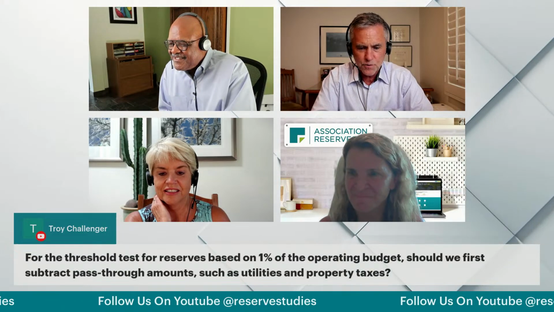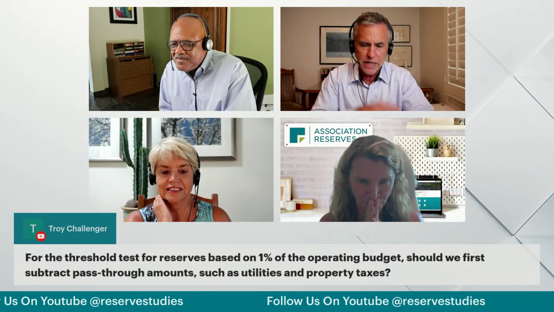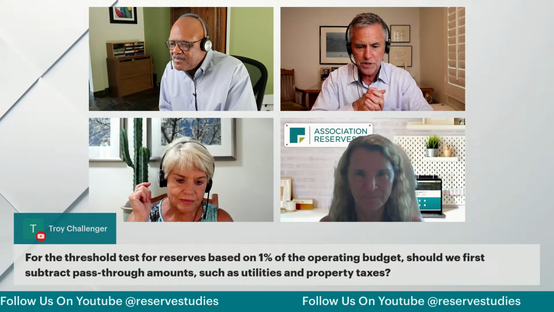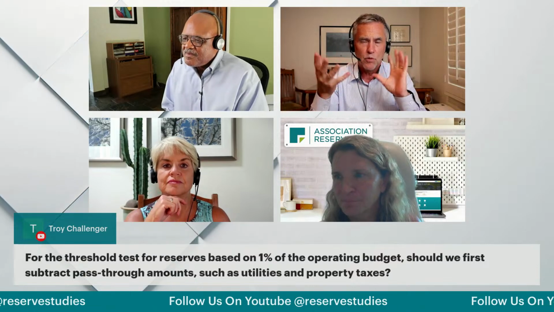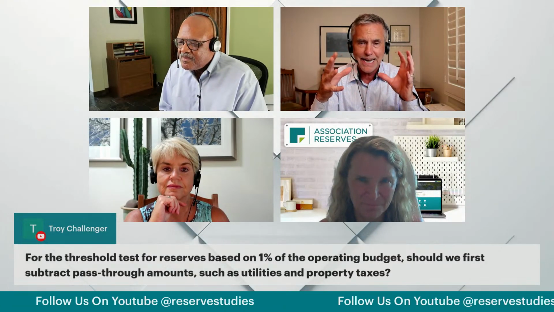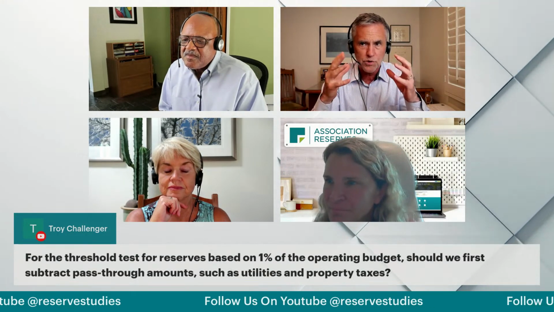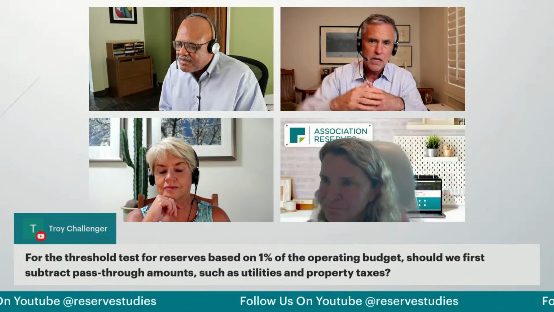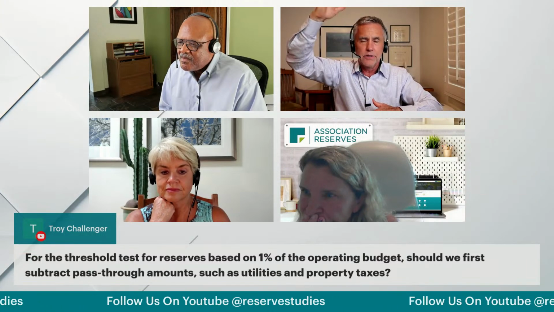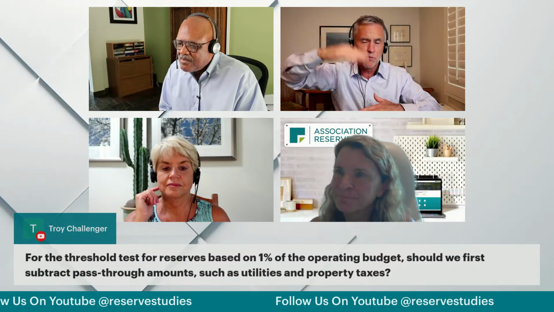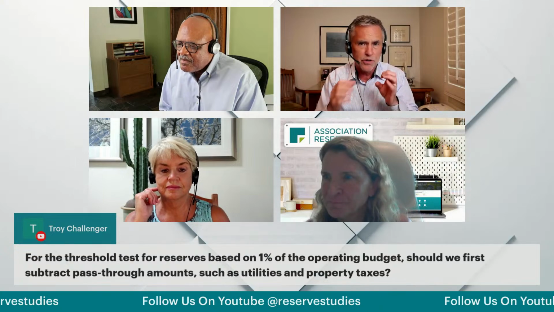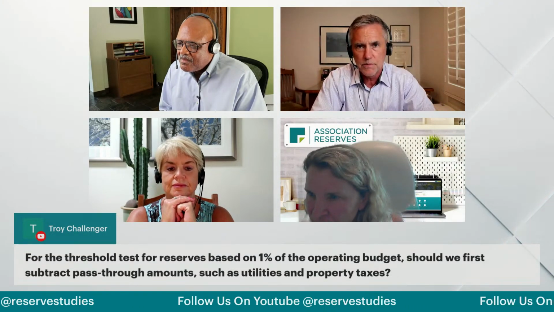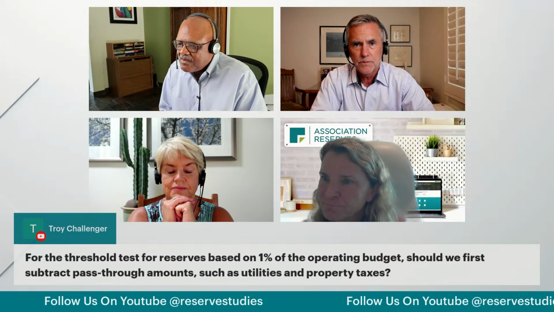Okay, for the threshold test for reserves based on 1% of the operating budget. Okay, that's soft guidance. Should we first subtract pass-through amounts such as utilities and property taxes? No. The 1% test gives you a guideline for where to start with reserve component significance. That's the third test. Is it significant to the association? Look at your overall budget. If your overall budget is $1 million, 1% is $10,000. That's kind of where you start to think, is this significant to our association? You don't exclude things. It's 1% of total budget.